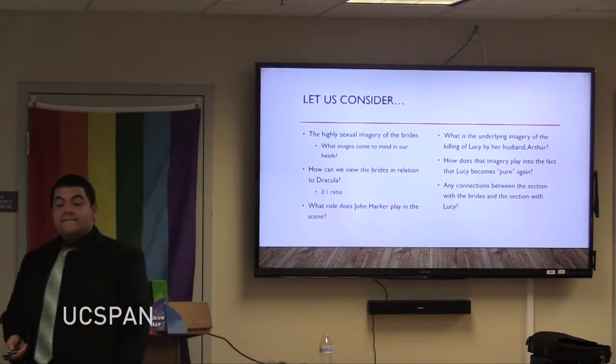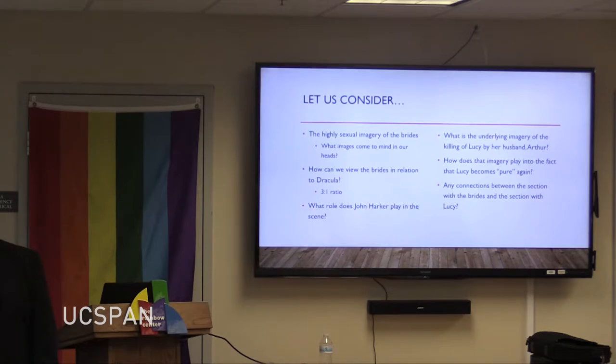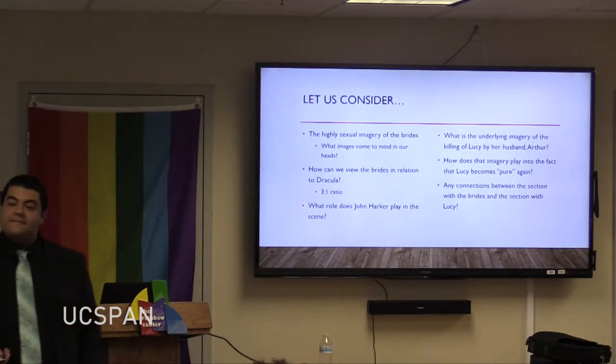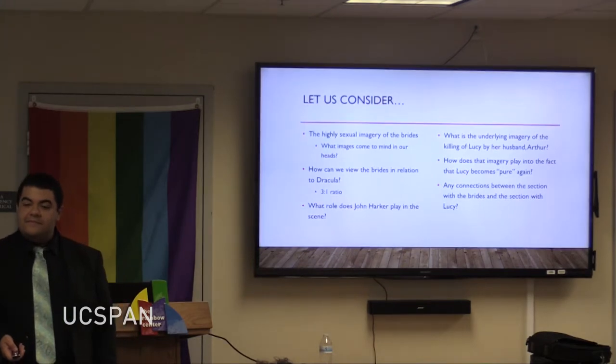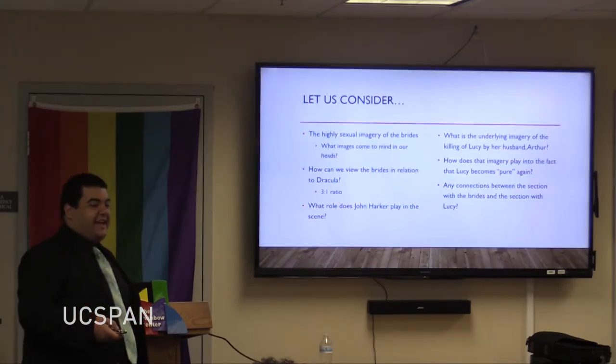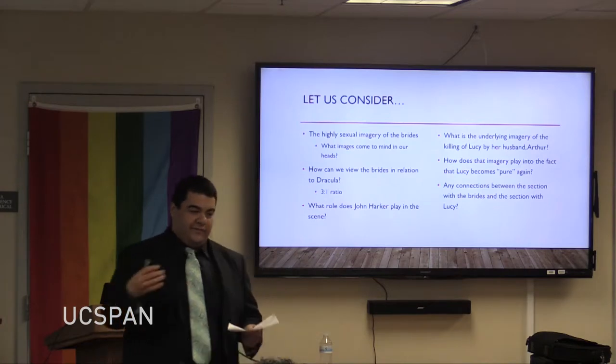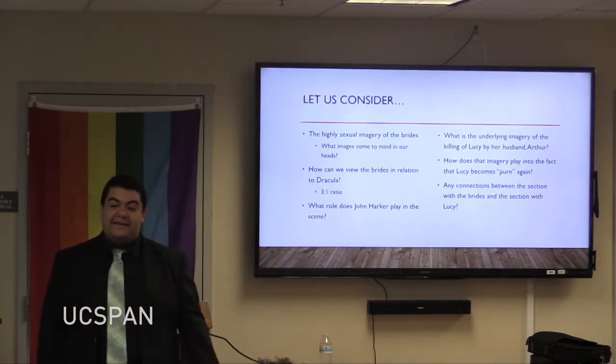Yeah. Well, she's seen as like a thing. Mm-hmm. She's completely dehumanized for the entire passage. She looks like something. Right. So she starts off as this thing. They kill her, and then she returns back to Lucy, and she's pure, and everyone is okay with it all of a sudden. Anything else?